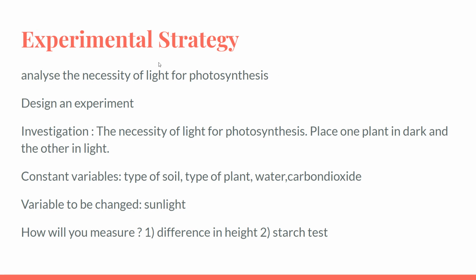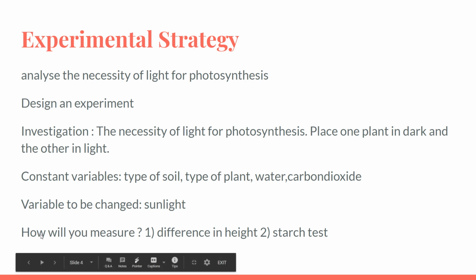Now, there's an experimental strategy. In order to analyze the necessity of light for photosynthesis, you can design an experiment in which your investigation is to test the necessity of light for photosynthesis. So you can put one plant in dark and the other one in light. Remember that for a fair test, you're going to keep all the variables constant and just change one variable. So these variables are going to be constant: type of soil, type of plant, water and carbon dioxide, and much more. Then the variable that you're going to change is sunlight.